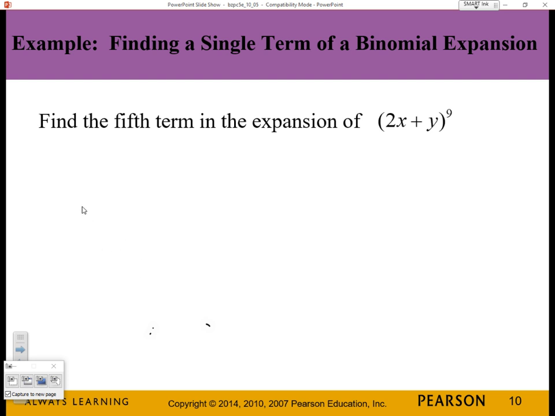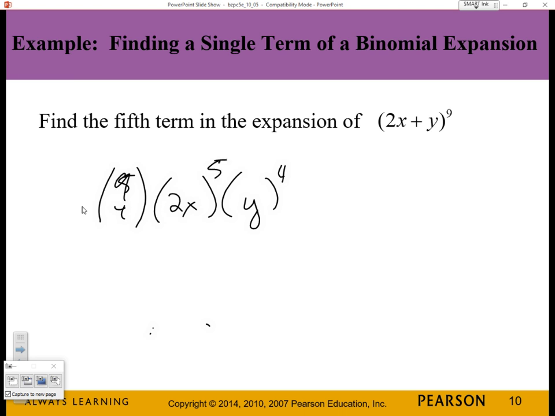So I'm doing 9 choose 4, 2x to the 5th, y to the 4. Okay, so what's 9 choose 4? 9 choose 4. I still got 126. That makes sense because it's in the middle.